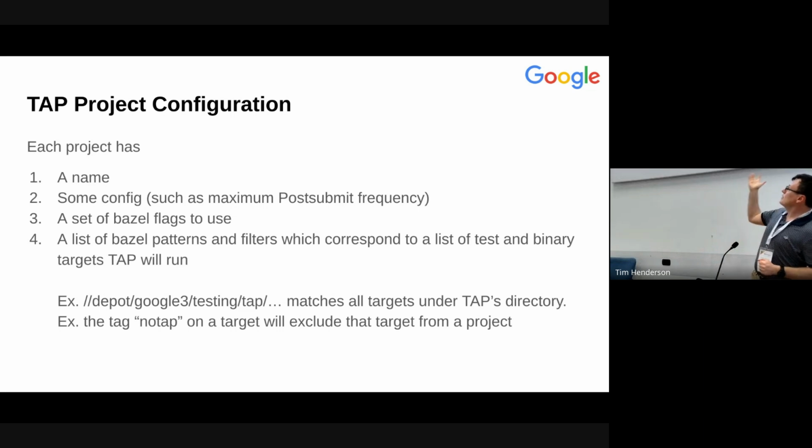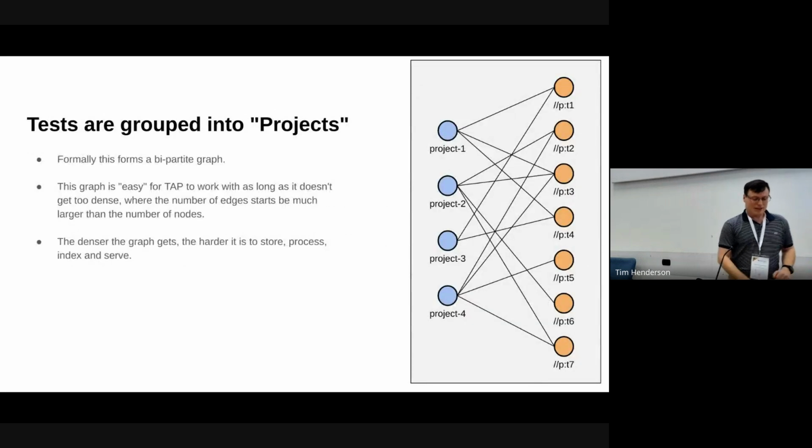And then finally, which targets to run, which we represent as Bazel query patterns. And so that gives us a list of test and binary targets that TAP is going to be able to run. So it's really just 2 required things, and you're off to the races. You put it in a file, and you're done. And often, it's super easy to make, and people make lots of them. And we also have tooling that makes them on behalf of people when they're doing certain things.